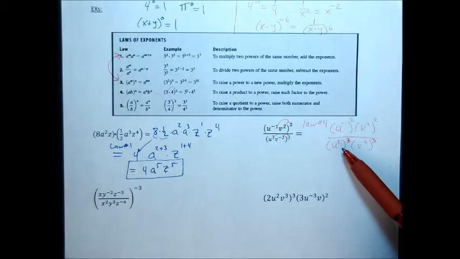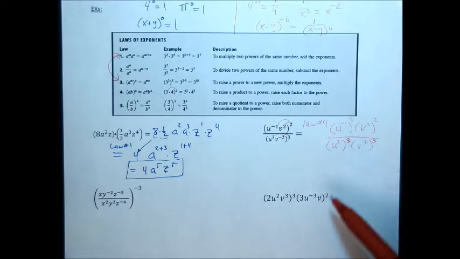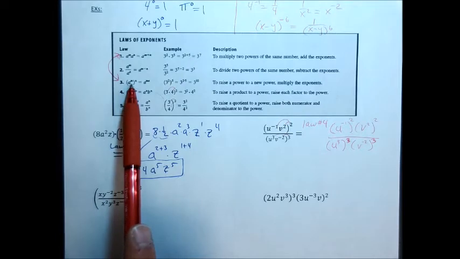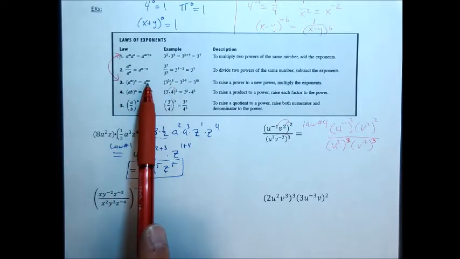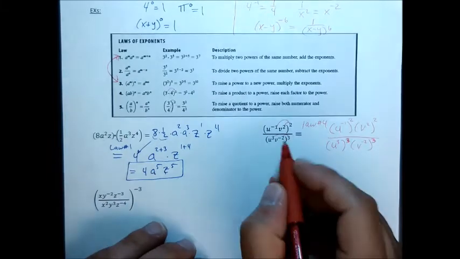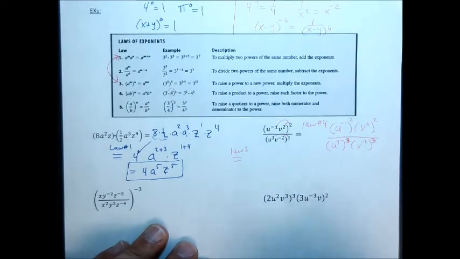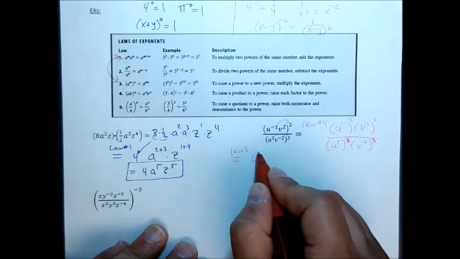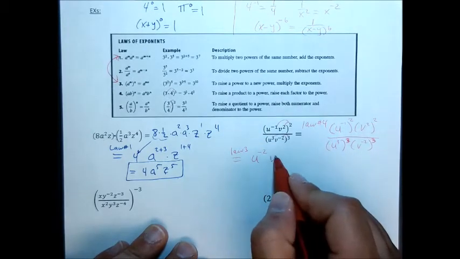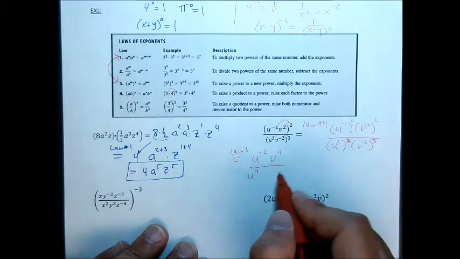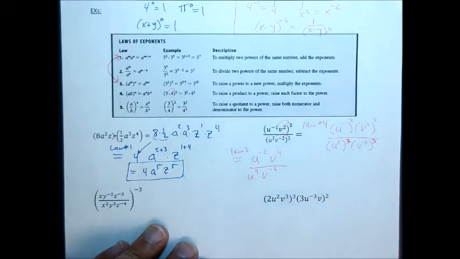And now I've got powers raised to powers. In this situation, it looks like we've got law 3, right? I've got powers raised to powers, just like law 3 says, and law 3 says you multiply the powers. So in the next step, I'm going to use law 3 to multiply the powers. So we'll have u to the minus 2, v to the 4th, u to the 9th, and v to the minus 6.